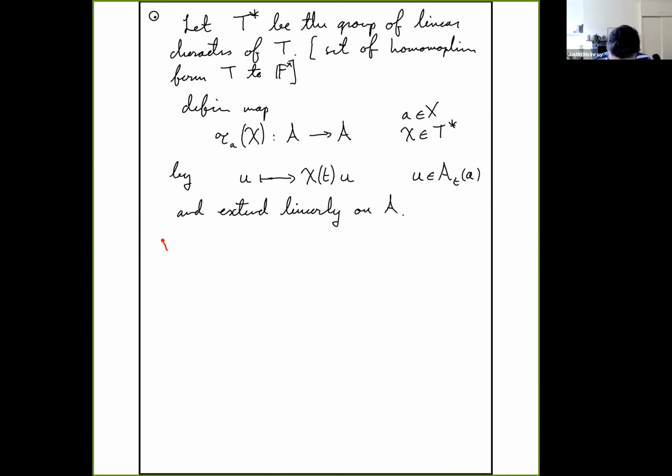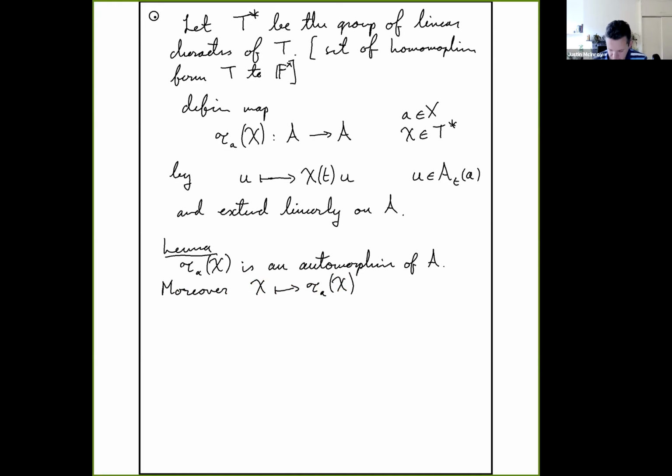Lemma: tau_A(chi) is an automorphism of A. Moreover, the map which sends chi to tau_A(chi) for some fixed A is a homomorphism from T star, the group of linear characters, to the automorphism group of A.